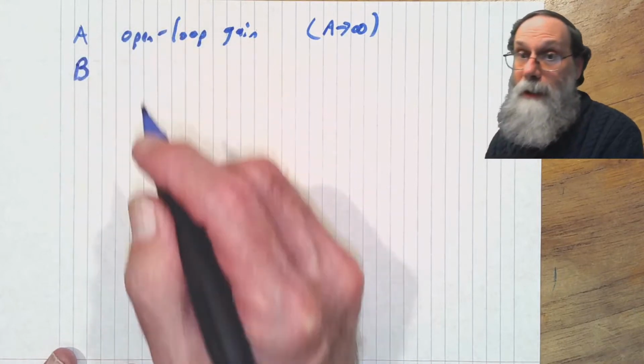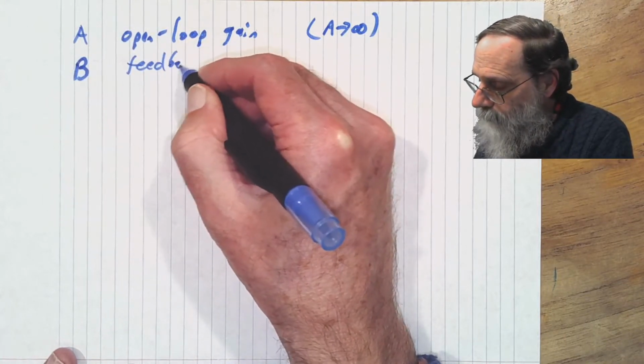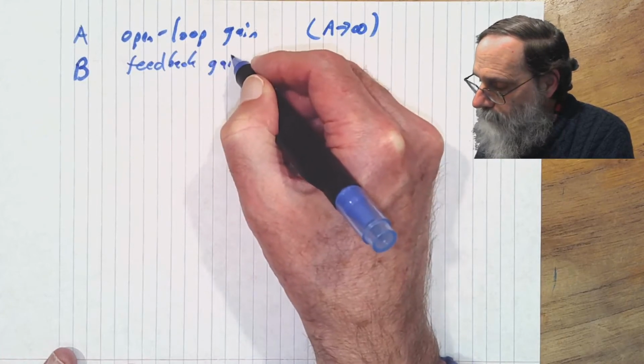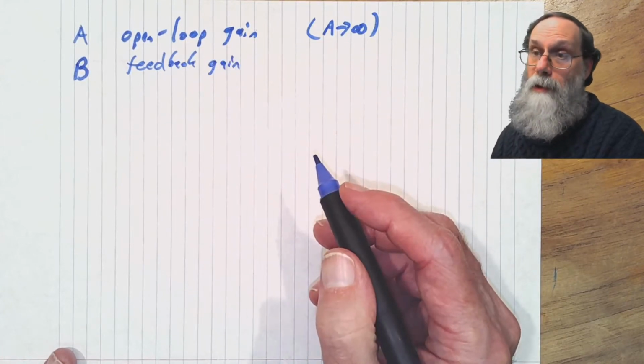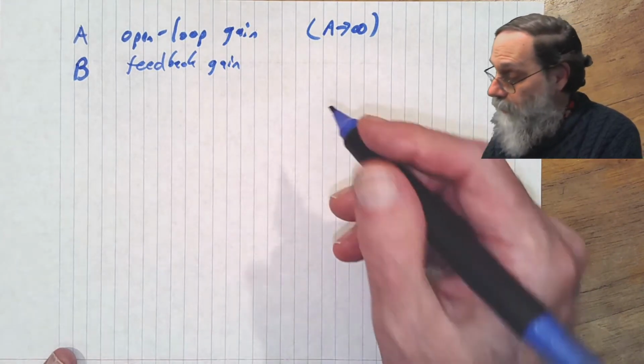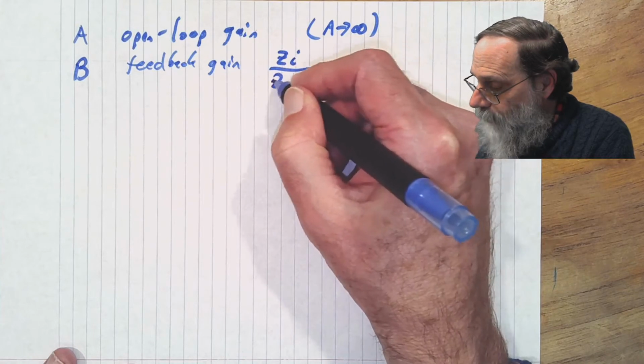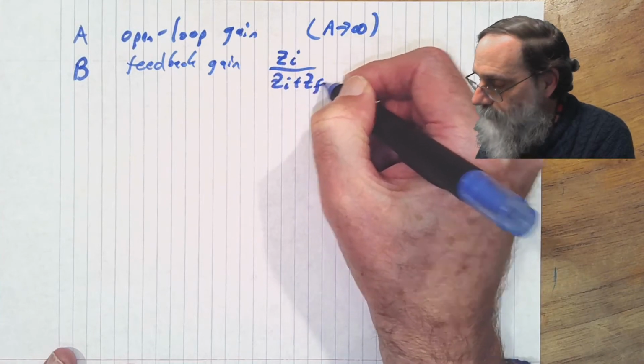We've got B, which is the feedback gain. Now the feedback is just our voltage divider, so it is going to be of the form Zi over Zi plus Zf.